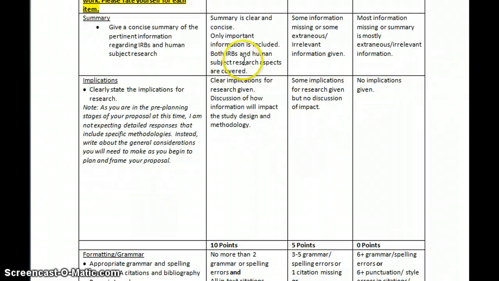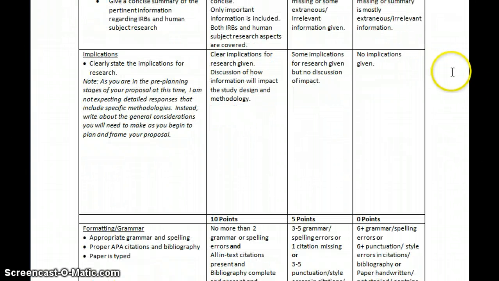So think about the IRB, think about the human subject research, and just give me a little summary of the main points, the main things that we need to know about. Then I'd like you to look at implications. This might be a little bit difficult for you at this point because you probably don't even have a research question yet. You really haven't gone very far. So just think in general. When you're thinking about the portions of IRB and human subject research, what is important that you need to keep in mind when you do get to the point of methodology?